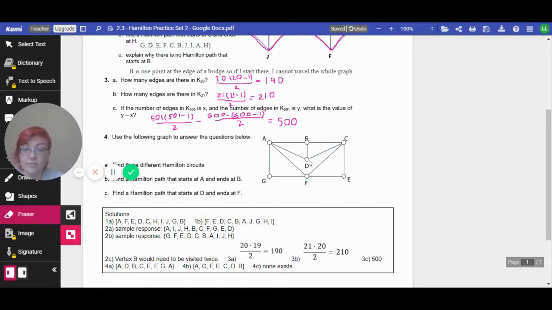Now I need to find a Hamilton path that starts at D and ends at F. And that's not possible, because you see, I have to travel AG and GF in order to use G, and I have to travel EF and EC in order to use E. I have to travel both, so there is no way that I can start at a point that's not G or E and still get a full Hamilton path that ends at F.